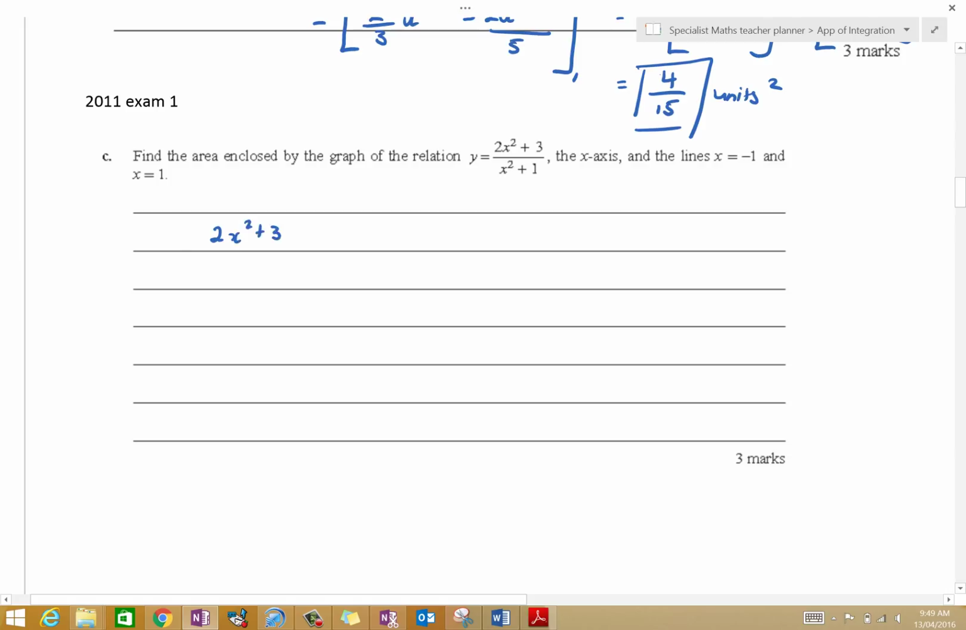2x squared plus 3. I've got x squared plus 1. How many times does x squared plus 1 go into 2x squared? What's the first thing? 2. And then I'm multiplying back through. 2x squared plus 2. Then I'm subtracting. So I've got a remainder of 1. Okay, so how would I then write that? So therefore we could say that 2x squared plus 3 on x squared plus 1 is equal to 2 plus 1 over x squared plus 1. Brilliant. Now getting that I would imagine would be a mark.